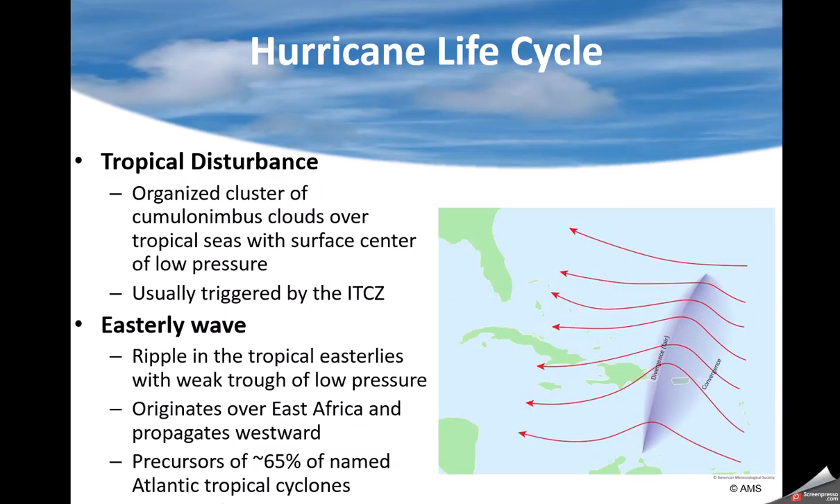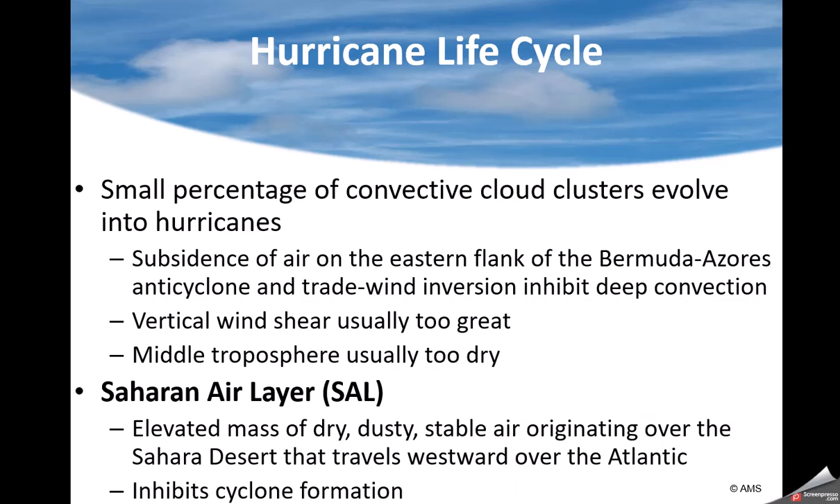Almost all hurricanes start as some form of tropical disturbance. Melissa had one that moved across, an easterly wave, and slowed down. When it slowed down is when it began to develop. Sometimes convective clusters can develop into hurricanes, but it's pretty small.